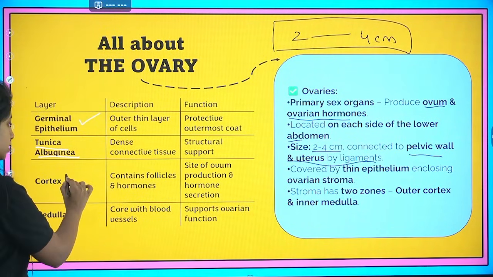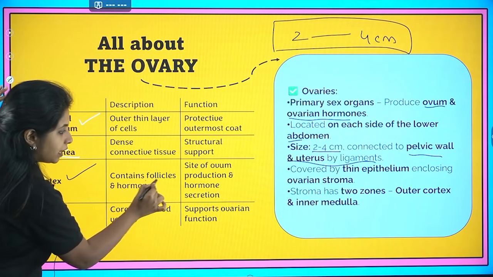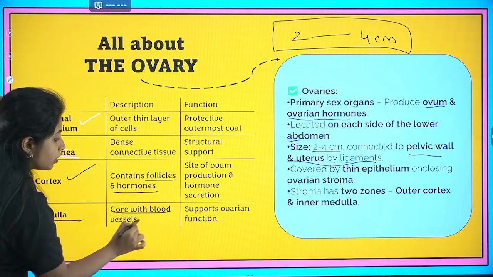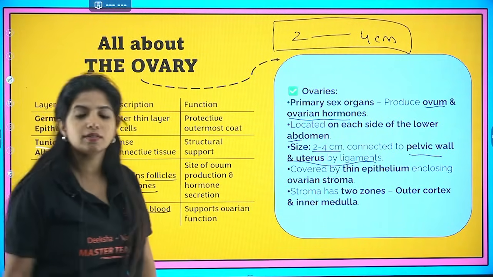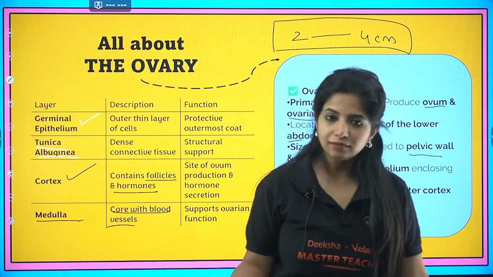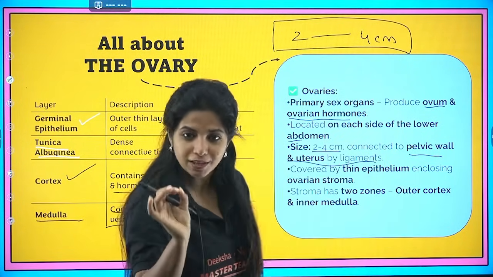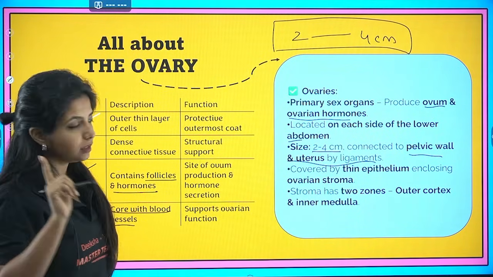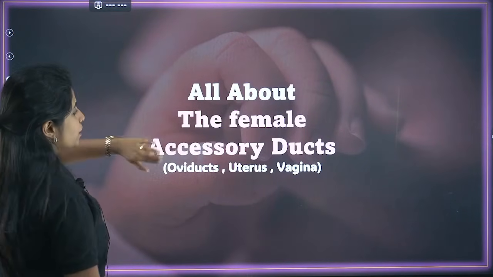You have the cortex. Now this is given in NCERT. Cortex contains what? It contains the follicles and also some hormones. What about medulla? It is core with blood vessels. There are so many blood vessels out there. That's all. Okay, so thin epithelium and stroma, please remember, stroma is divided into two parts. Remember that also. The size is 2 to 4 centimeter. That's all.